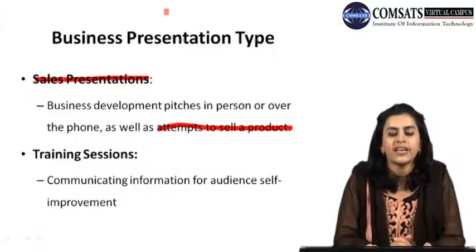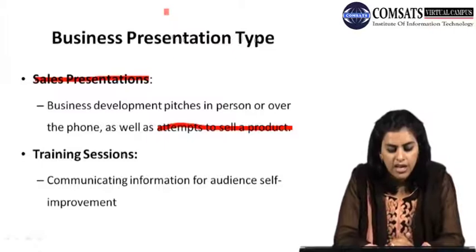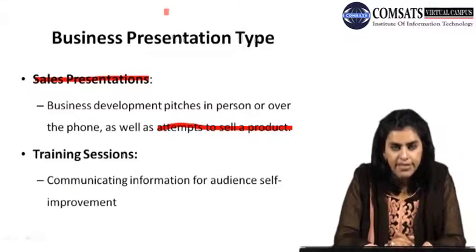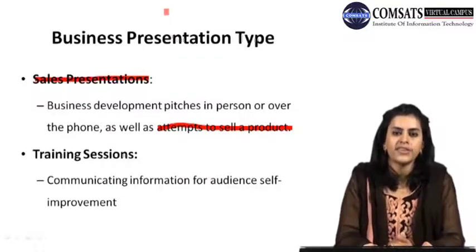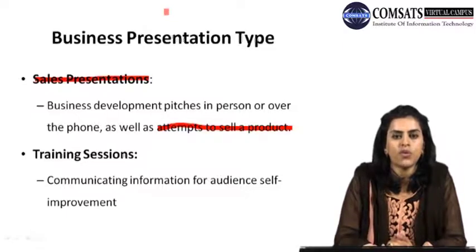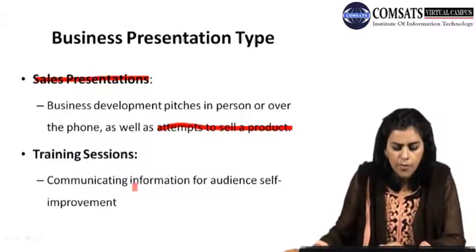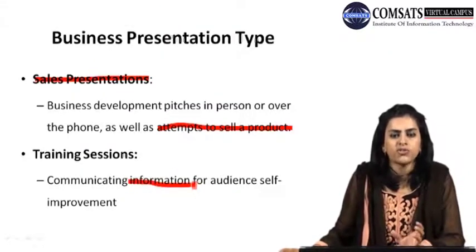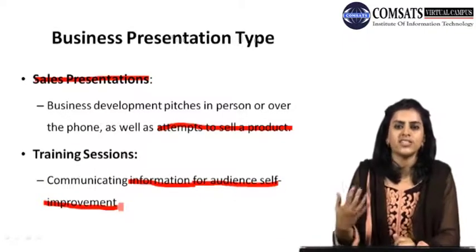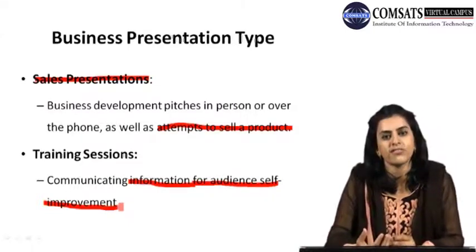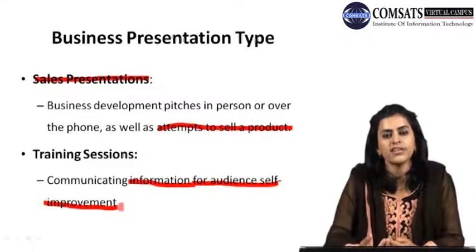Now moving on to the next point, let's talk about the training sessions type of business presentation, in which training sessions are conducted for communicating information for audience self-improvement. For example, if you see that there is a workshop on teacher training, this teacher training workshop presentation is trying to provide information for audience self-improvement, that is, how teachers can improve their methodologies and their ways of teaching children. So this is how these training sessions are conducted.